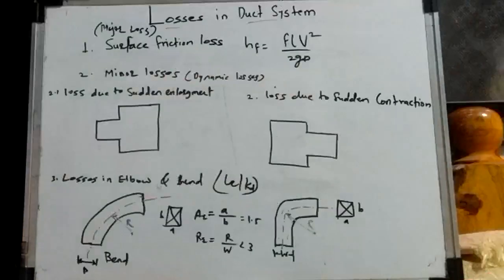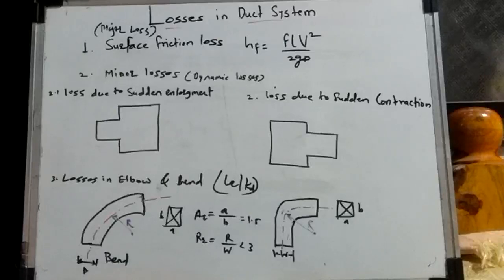Thank you. Learn about different kinds of losses in the case of a duct system. For efficient air conditioning systems, we have to supply the air at a better velocity so that there is minimum pressure loss. Again, there should be a uniform distribution of air throughout the conditioned space, right? So these factors we have to consider while designing a duct system.